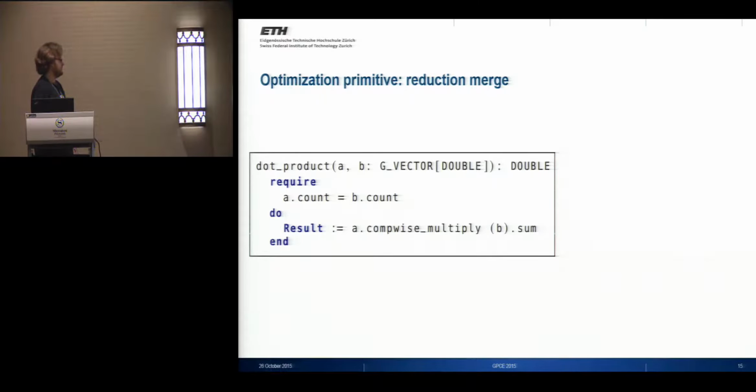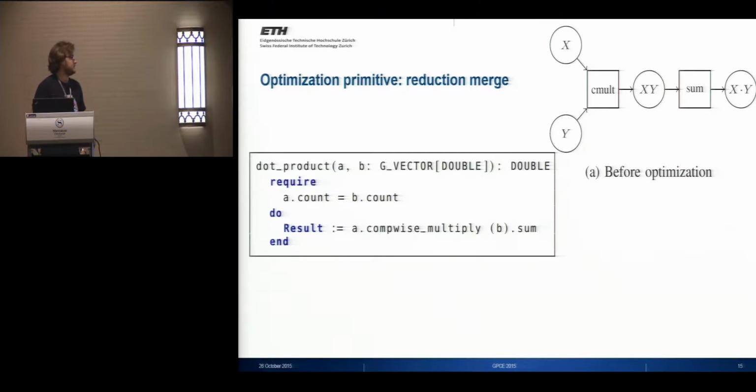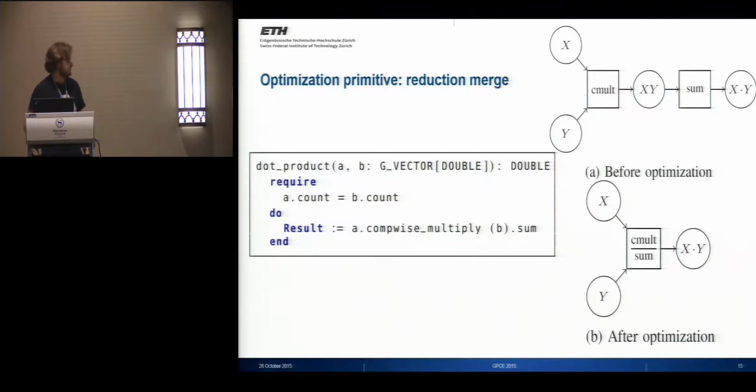When you want to compute a dot product, first you multiply 2 vectors component-wise, and then you perform a sum. So the dependency graph for that looks like this. Circles are data, squares are computation, and that's the dependency graph before the optimization. So you have to do 2 squares of computation. And after optimization, when we merge these 2 things together, you have only one computation.